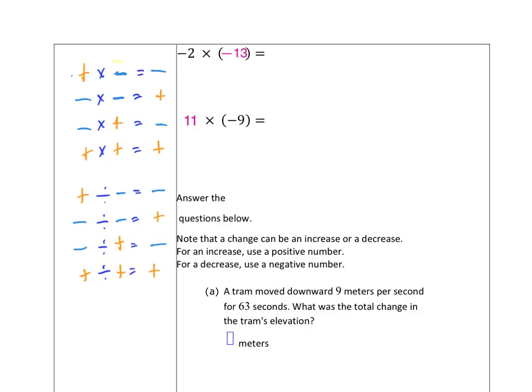Okay, so again, you should be remembering the rules. So a negative times a negative is a positive. 2 times 13, just like in the multiplication table. And that's going to be 26. When you look at the next one, it's a positive times a negative, which is going to come out to be negative. When you look at the multiplication table, 11 times 9 is just 99. Okay, so that's the review of that.